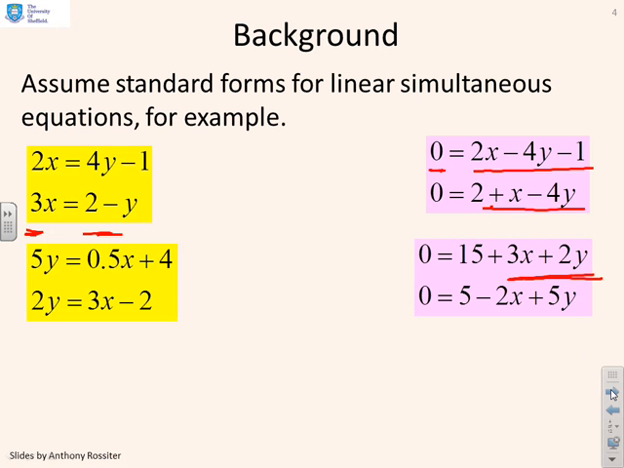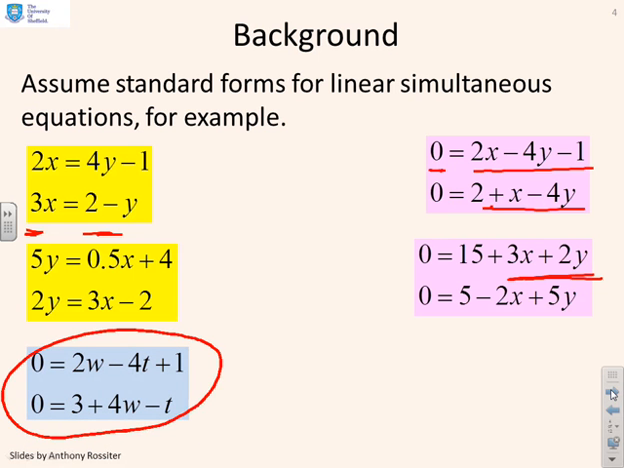So what we're doing is showing that simultaneous equations can come in slightly different formats. You also might get something like this. Now what's different about this box is instead of using x and y, we've used w and t. But otherwise, it's still two linear simultaneous equations.